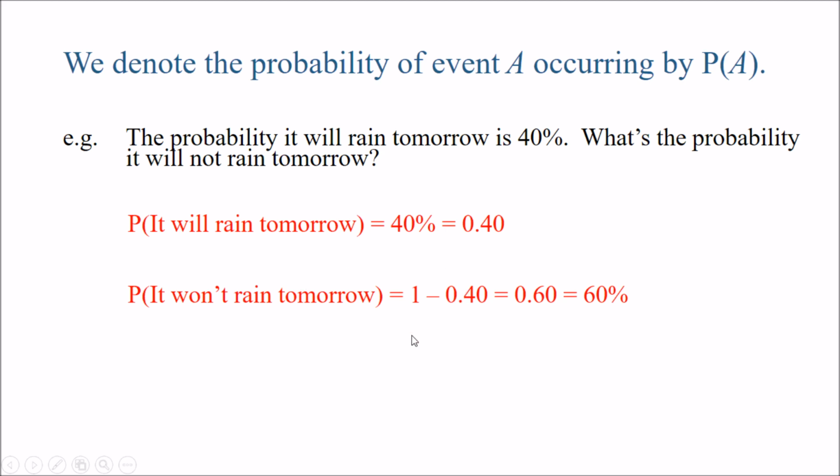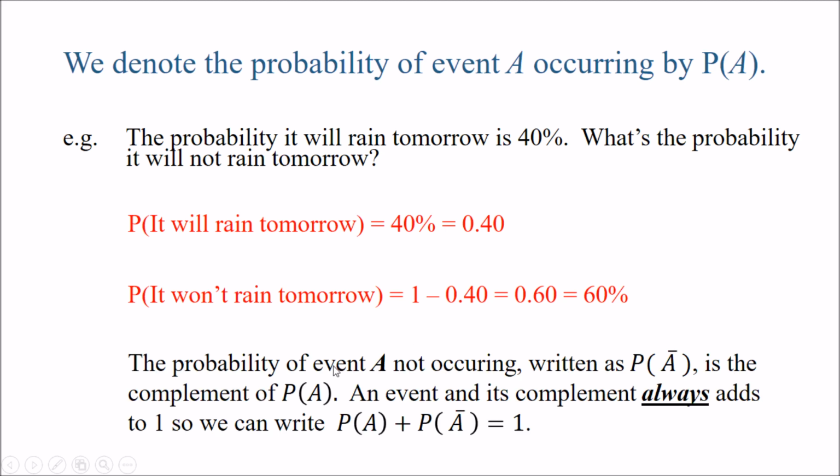if just in straight decimals, 1. So the probability of event A not occurring, written as the probability of not A, is the complement of the probability of A. An event and its complement always add to 1. So we can write the probability of A plus the probability of not A equals 1.